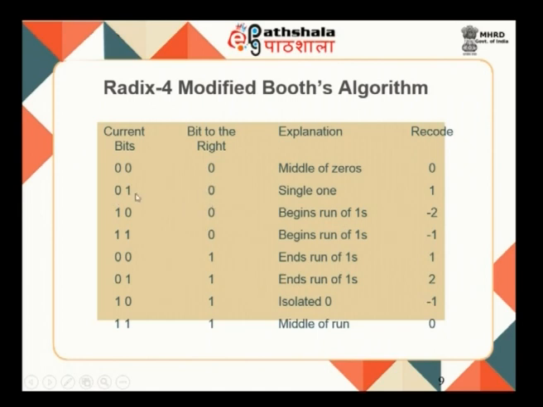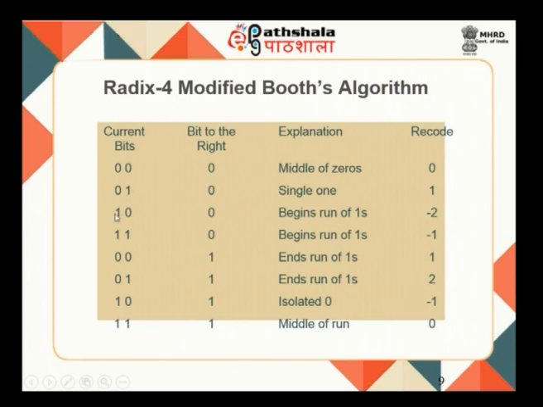So you get a -1 for this, and this is with a place value of 2. So this is going to have a place value of 2. So you combine your 2 with your -1, you get a value of 1. Similarly, you can do the recoding for the other bits also.